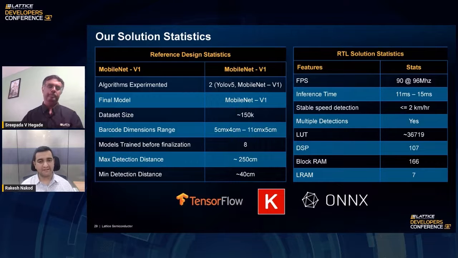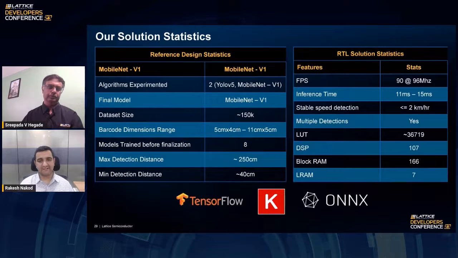The dataset we created overall using custom open source data was close to 150K images. The barcode dimensions that we worked with ranged from 5 centimeter by 4 centimeter to 11 centimeter by 5 centimeter. The number of models that we trained before we came to the final one was almost 8. We also looked at how far our model can detect a barcode. The maximum distance that we achieved for barcode detection was 250 centimeter, and the minimum distance is 40 centimeter.